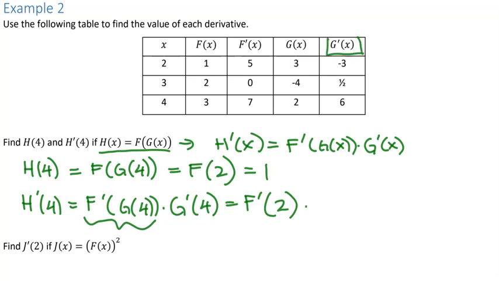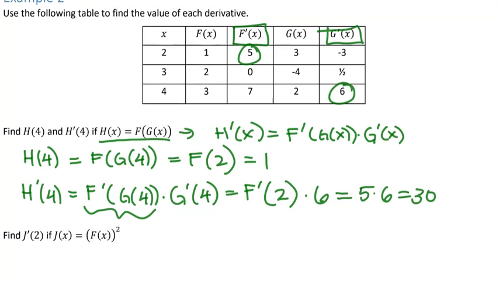g prime of 4, here's the g prime column. 4 is in the bottom row, so that's just going to be a 6. g prime of 4 is 6. And then one more step, f prime of 2. f prime is in the second column, and 2 is the top row. So we get 5 times 6, or 30. So this really makes you recognize that the chain rule applies to these abstract function notation problems as well, and think carefully about the process there.